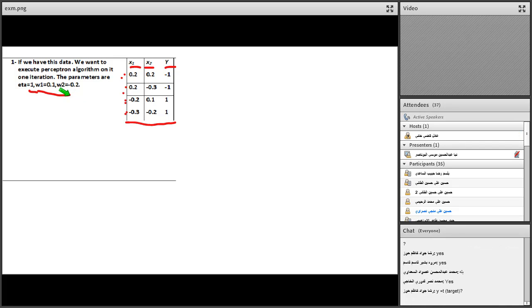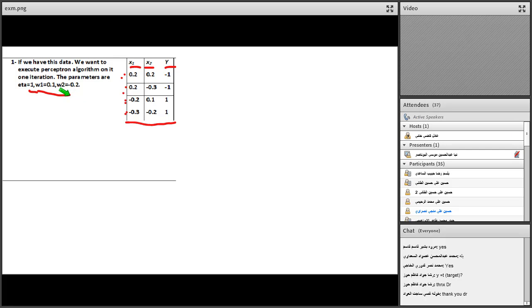Okay, yes, y is the target output. So we start this algorithm in this example.